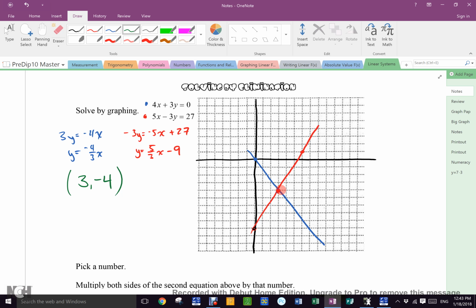Can you just put in x and y values? Yeah, you could, but why would you do that? Why not? It depends how easy it is to change to slope-intercept form. Sometimes it's easier just to plug in two numbers.